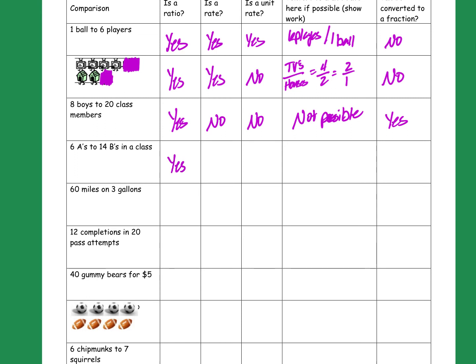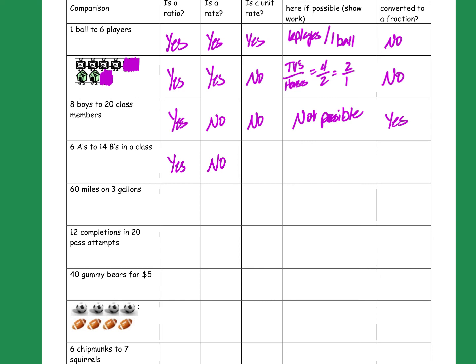Well, is this one a rate? Are we comparing different things? No, we're not. Because these can be the same, right? Because they're grades. So this is a no, because they're both grades. Remember, a rate is 2 different things, like ball and player or TV and house. Those are not the same thing, right? But A's and B's are grades, so those are the same thing, which means it's not a rate. Is that okay? Yes. Okay.